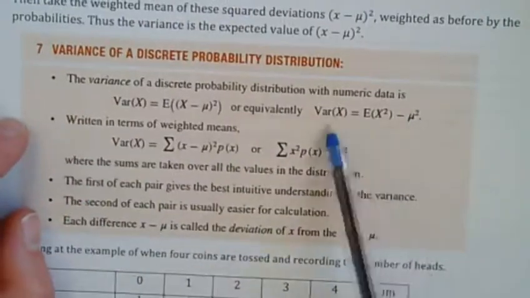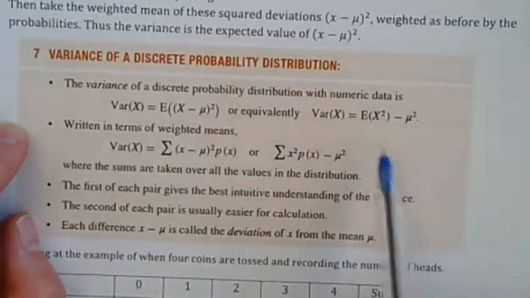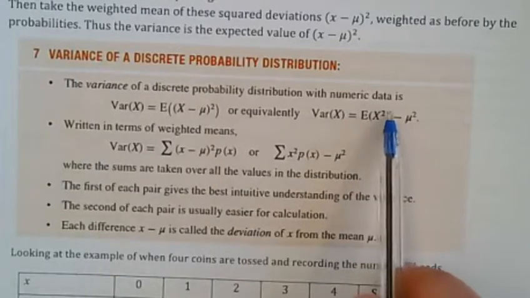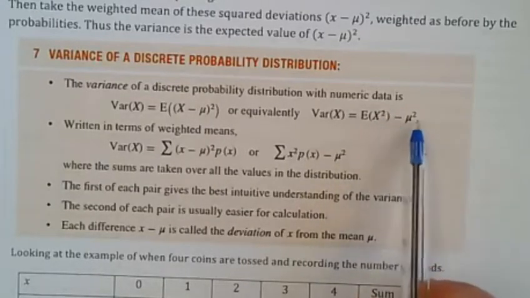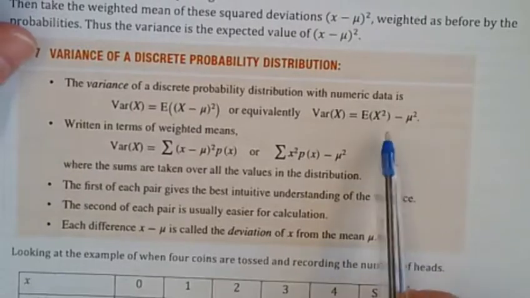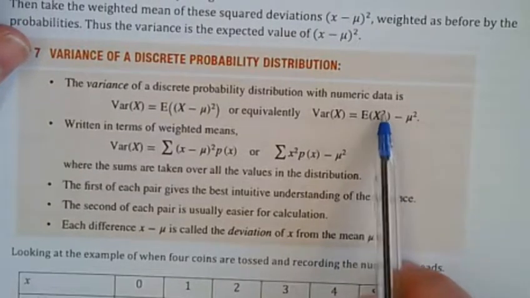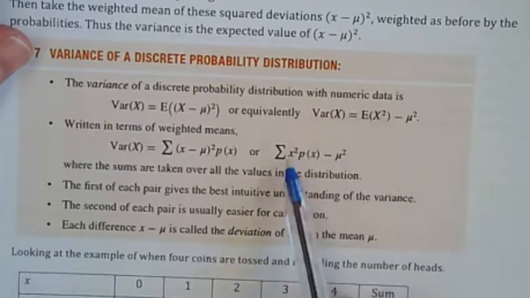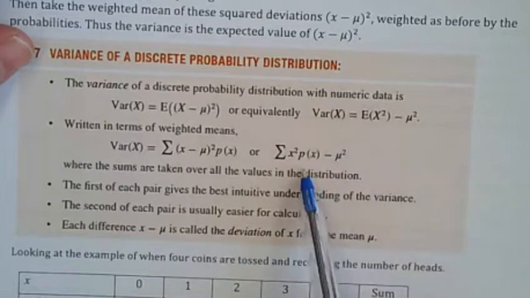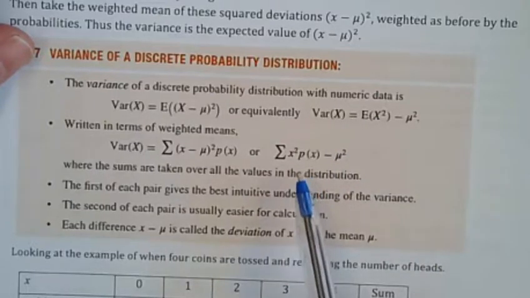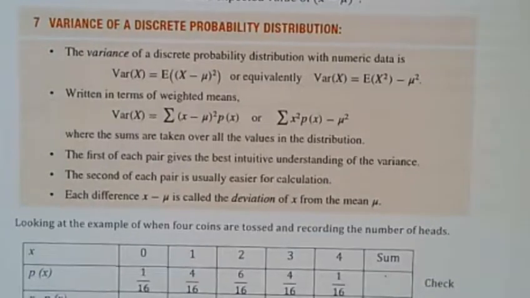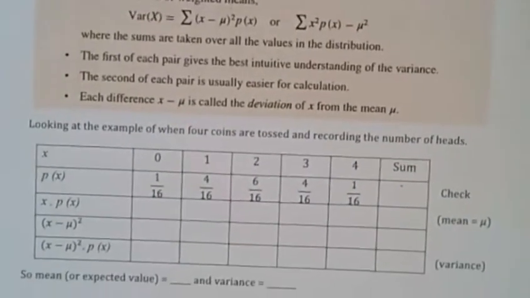Now, there is an alternative formula for variance of X, guys. It's the expected value of your score squared, your outcome squared, minus the mean squared. See, whenever it's expected value of X squared, expected value means you multiply your X squared by P(X). So those two formulas are the same. All right? Now, okay, now we're going to complete the table.